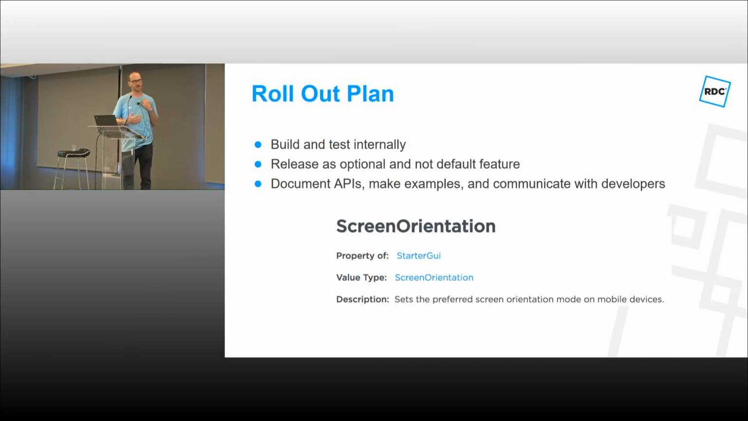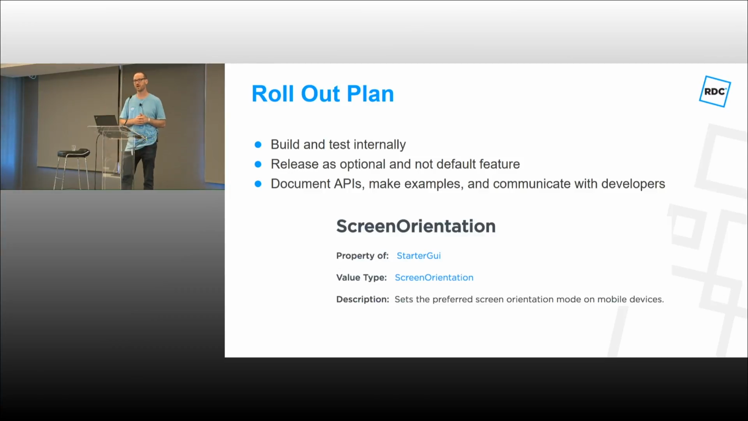So once we had our design question settled, our internal functionality built, the next step is to roll it out. So this is something I want to give everyone a little bit of insight into this process. So first we build and test internally, use our QA team, check features, have developers try things out, make sure everything would work. Then we released as an optional but not a default feature. So that let games opt into using portrait mode.